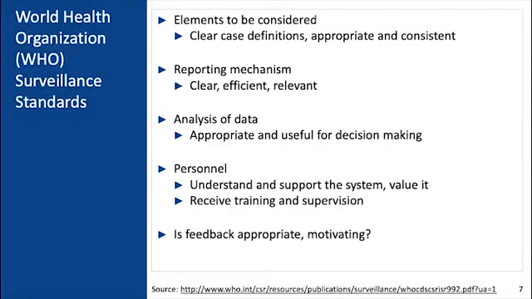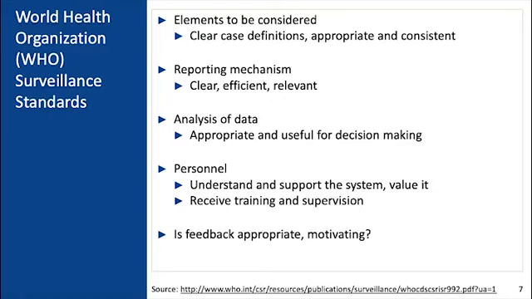One set of guidelines you can use to think about how well surveillance functions is the World Health Organization Surveillance Standards. It considers a number of elements related to case definitions and collection of data. So they recommend that case definitions be clear, appropriate for the objectives of the surveillance, and consistent. Consistency is important because that will allow you to compare trends of your own data over time and also to compare data from across surveillance systems.